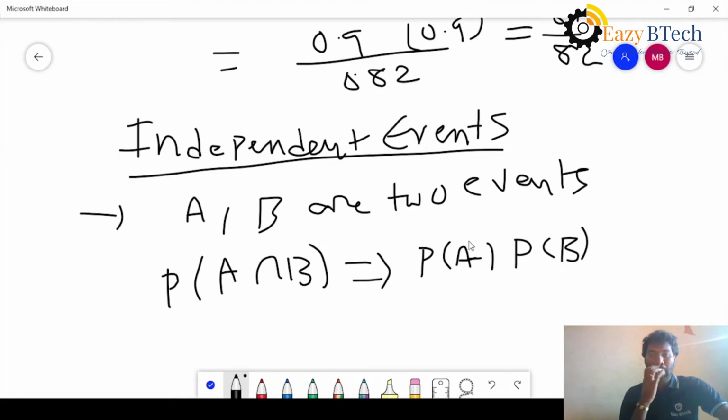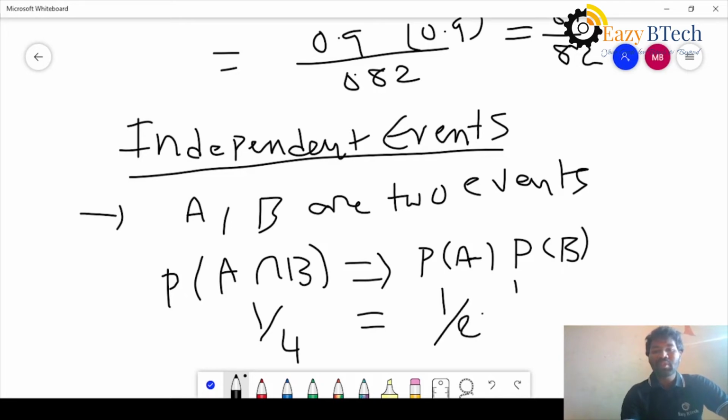Whenever you want to find out whether events are independent, you have to know this. Suppose they gave you P of A is 1 by 4, it is 1 by 4 for P of A intersection B. If P of A is 1 by 2 and P of B is also 1 by 2, then 1 by 2 into 1 by 2 is equal to 1 by 4. So I can say that A and B are independent events.